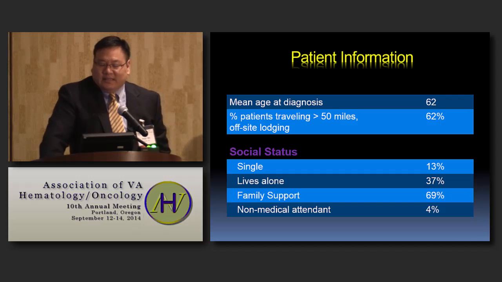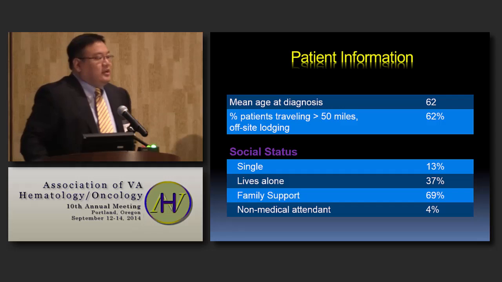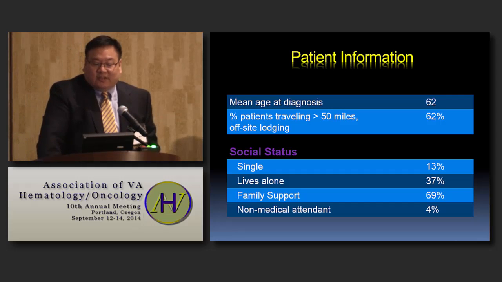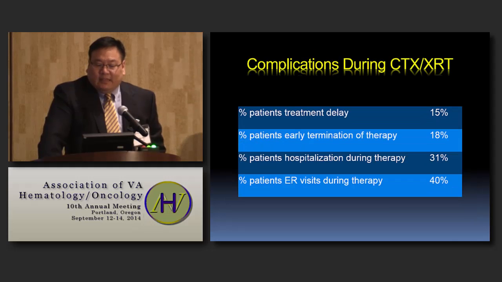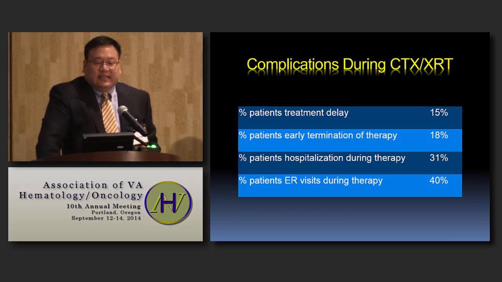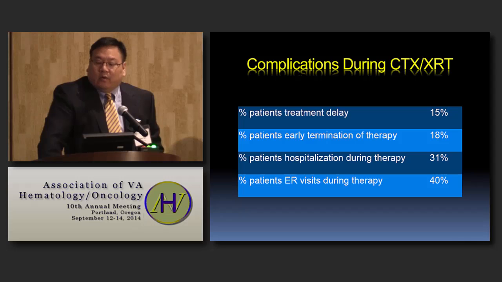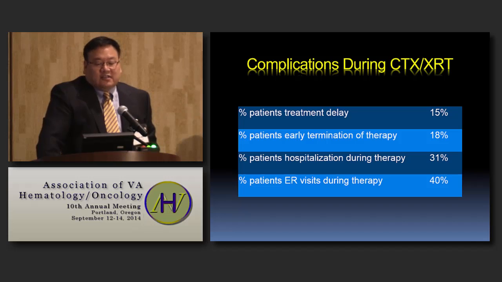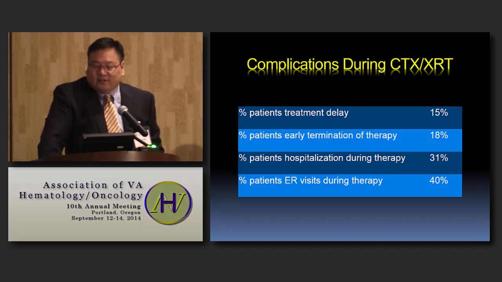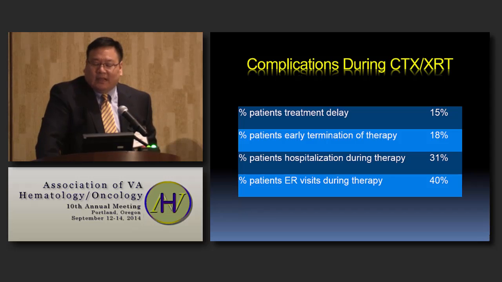Many of you are familiar with these types of social issues. Half of our patients are either single or live alone. 30% actually came with no family support. And not surprisingly, it's difficult and challenging to administer a complex treatment course. 15% of our patients suffered treatment delays. 18% required termination of therapy due to grade 3 or 4 toxicity. A third of the patients required hospitalizations, and most frustratingly, 40% of patients required at least one and oftentimes multiple ER visits, since we really don't have a primary care provider when they're lodging at our facility.